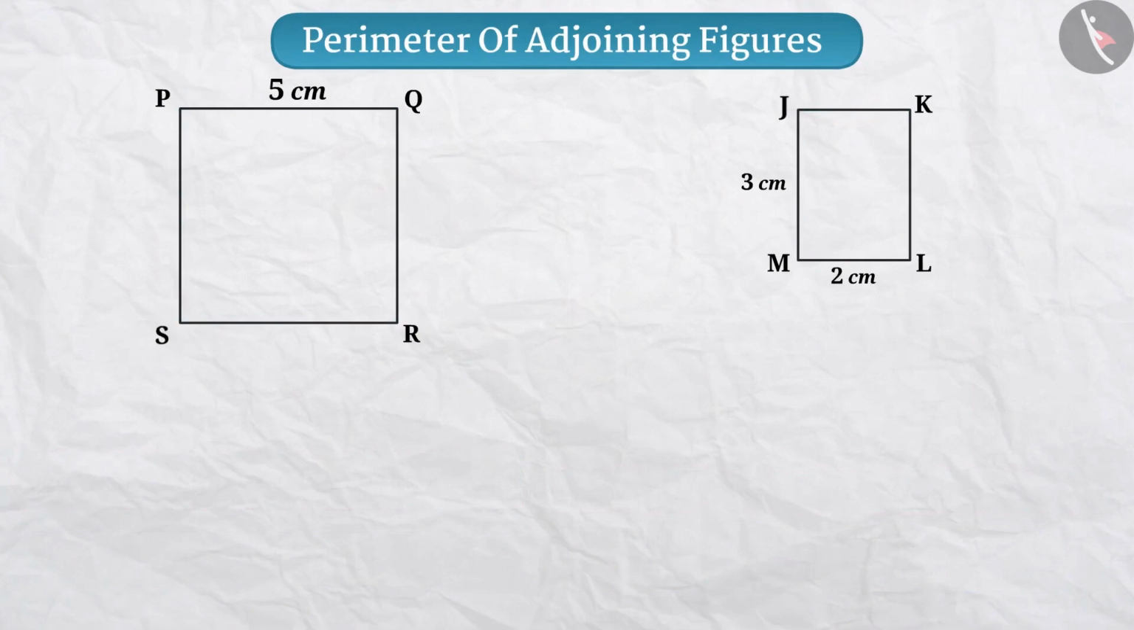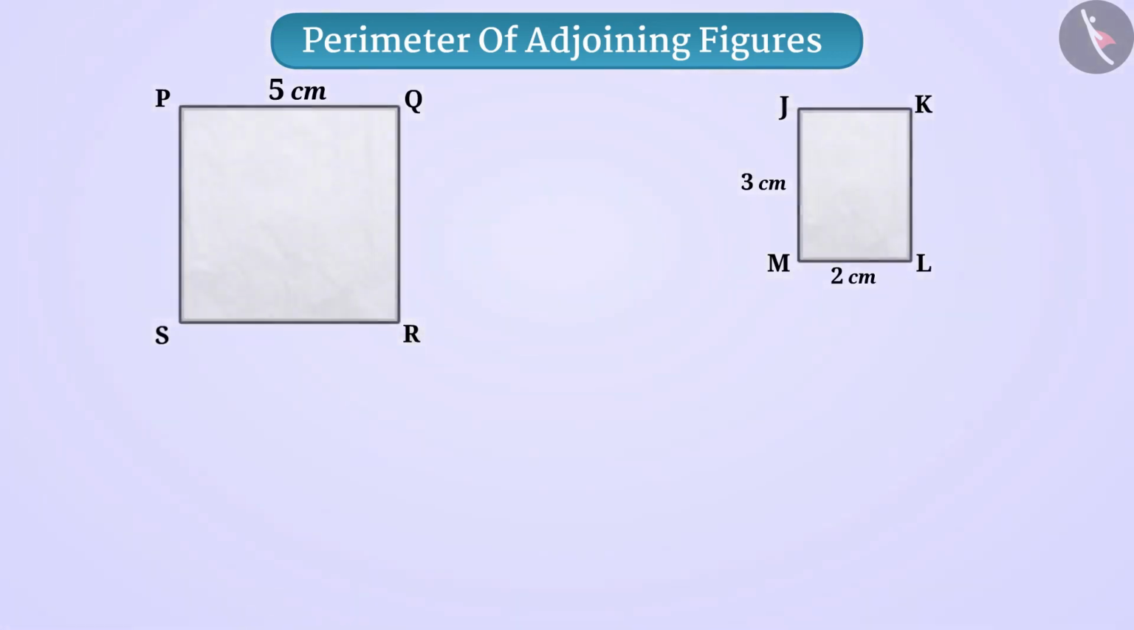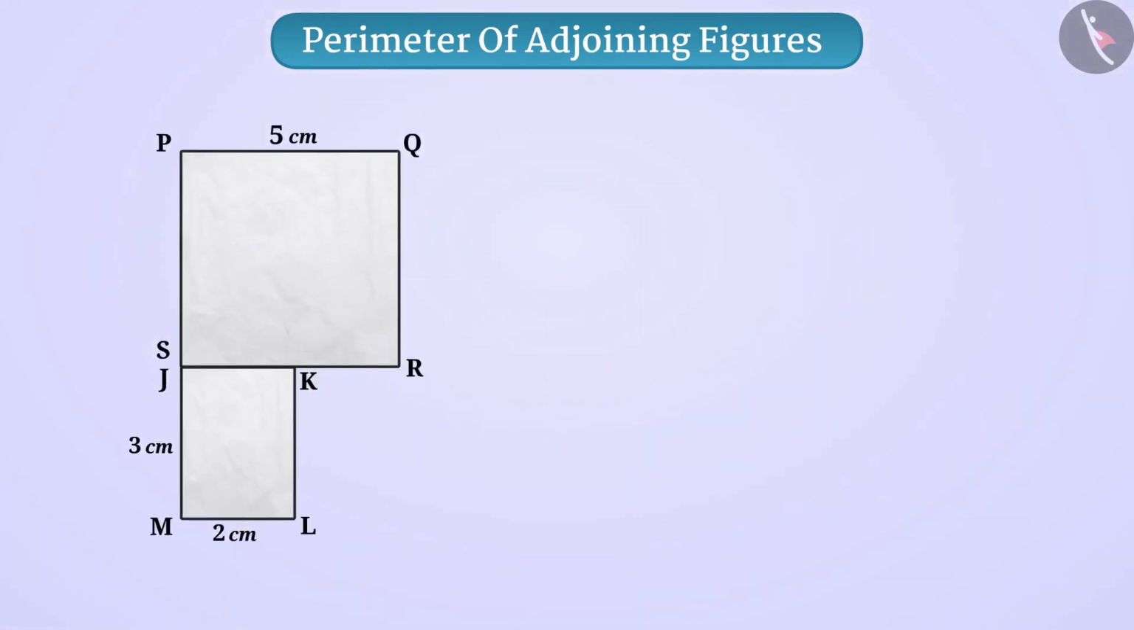Now, imagine if we cut the square PQRS and the rectangle JKLM from paper and keep them adjacent, then what will be the perimeter of the new shape PQRKLM to be created? Think. Let me tell you. First of all, point S and point J are coming at each other. So, we will name only one of them. Like here, we will call this point as point S. Here, we get a new shape PQRKLM by putting both the shapes together.